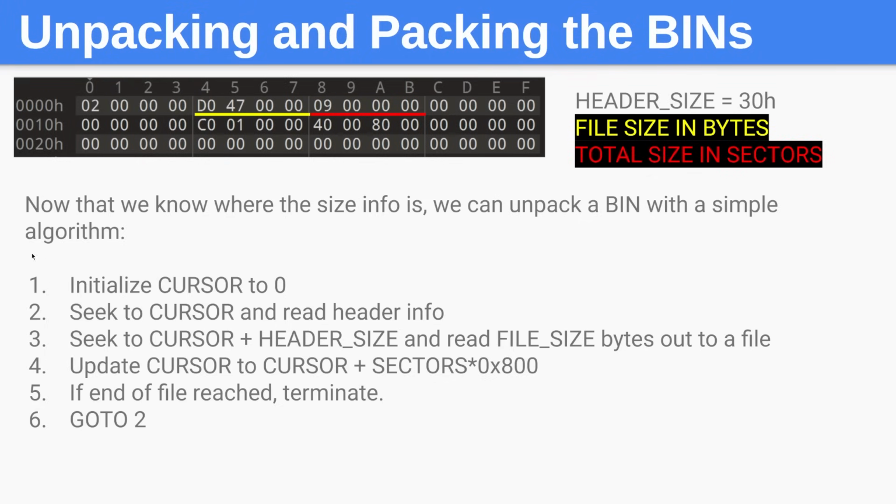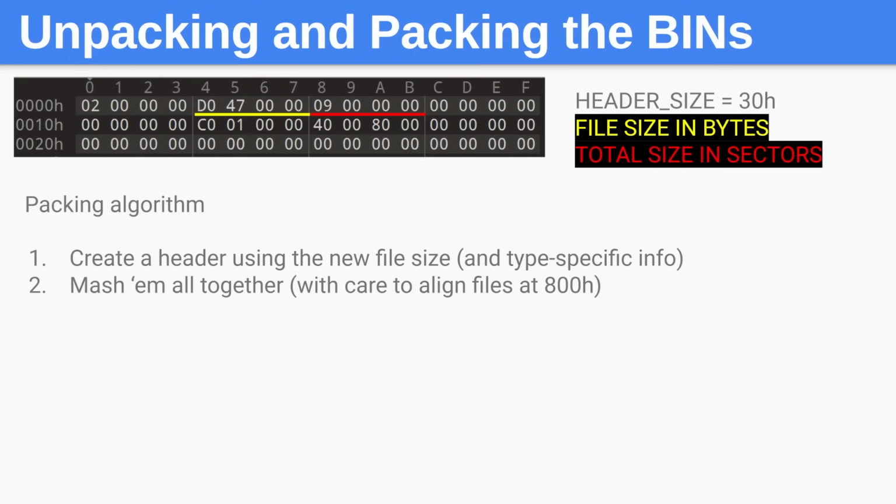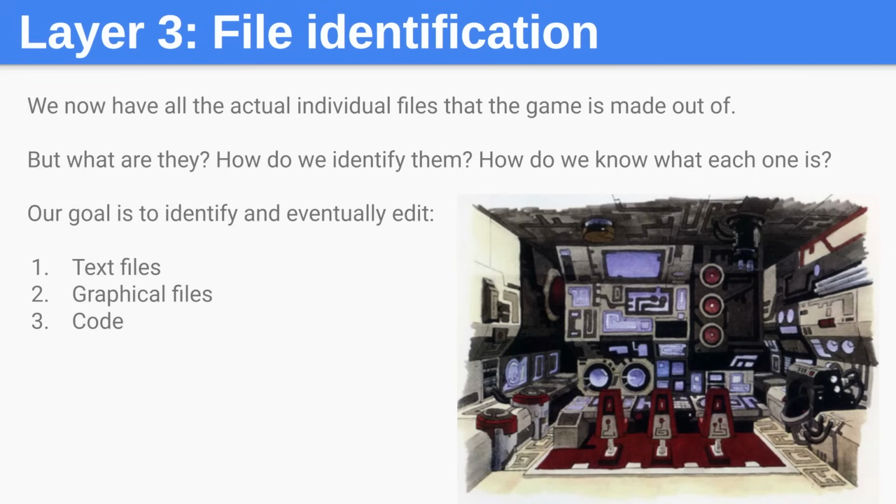We can set up a very simple algorithm that just looks at these files, scans it, extracts the file, and then moves on to the next one in the chain, and basically just repeats this pattern until it gets to the end of the file. It's really easy to unpack the bins now that we know how the header works. When we want to pack the files back together again, we just create a new header using whatever the new file size is and whatever this type specific info that we'll get to later is, and then just mash them all together one after another. So that was layer 2. That was just reaching the individual files.